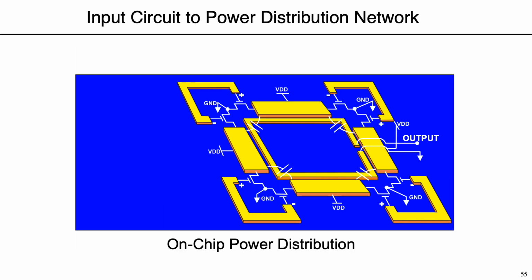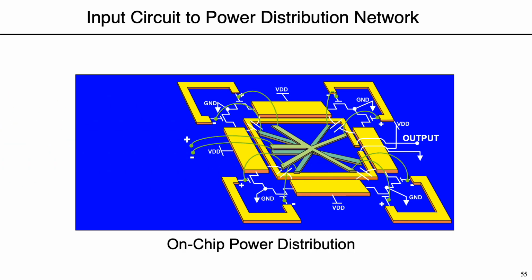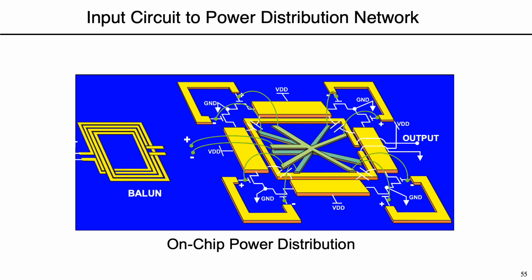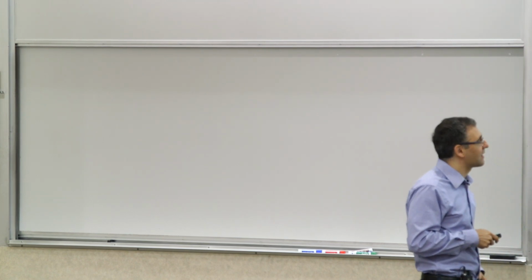You will need some distribution network to get the power to these things. These are just a demonstration; these are not wire bonds. They look like wire bonds. They're just showing where the connection is to avoid making the plot even more complex. If you have a single-ended input, you want to convert it to a differential. You need another Balun at the input. And then that's basically something that looks like this.